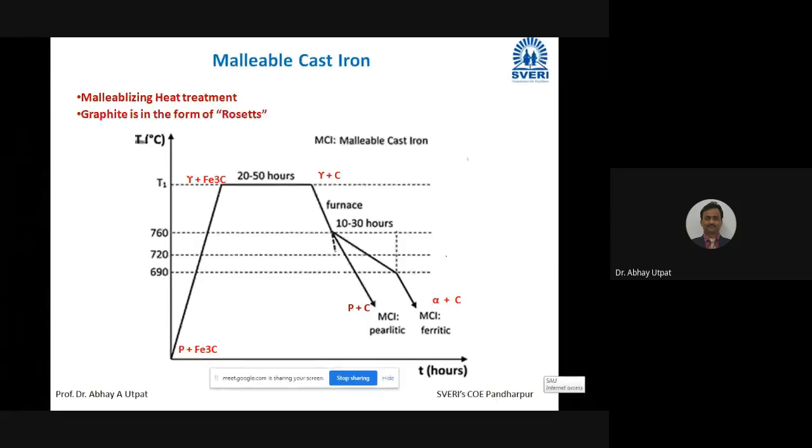So now white cast iron doesn't have free carbon, but malleable cast iron made from white cast iron has free carbon.